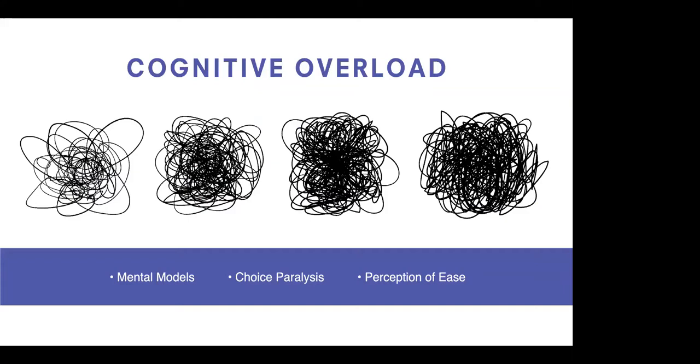If you're not familiar with that term, cognitive overload refers to the time and energy required to make a decision. An increase in cognitive overload results in a loss of conversion as the decision-making process becomes more labor-intensive. This is cited as the main reason users abandon tasks and is the leading cause of cart abandonment. So under the umbrella of cognitive overload, I'm going to talk about mental models, choice paralysis, and perception of ease.